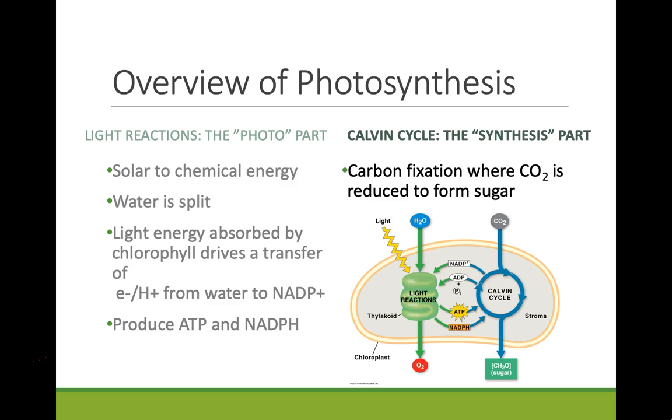All right, so we are going to look at photosynthesis. Now we're going to move into the mechanism. I will save that for the next video so that we can get the light reactions all in one.